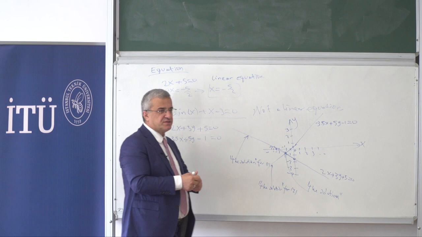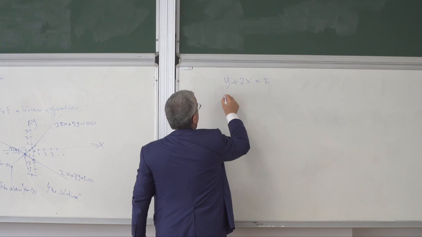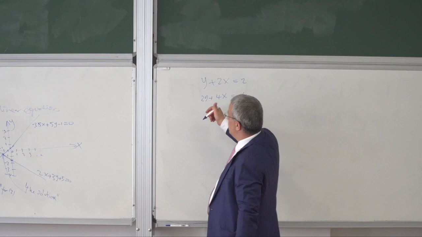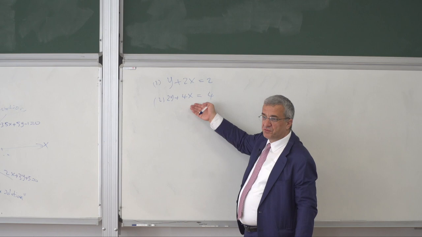It says y plus 2x is equal to 2, and 2y plus 4x is equal to 4. We have equation number 1 here and number 2 here. Of course, now we cooked it up, right? We can see that this equation is just the same equation multiplied by 2. Okay, it's the same equation.